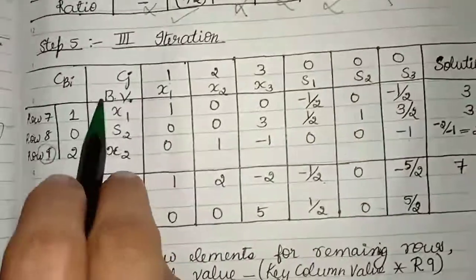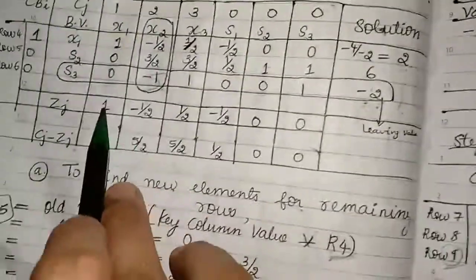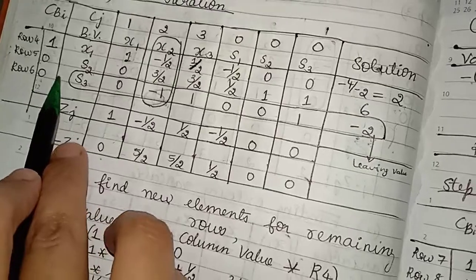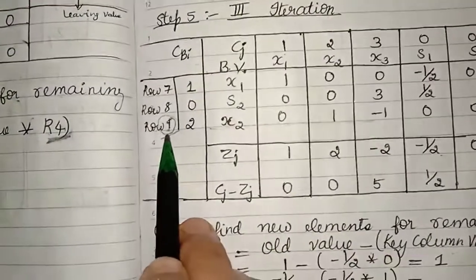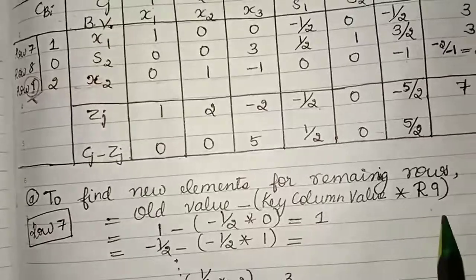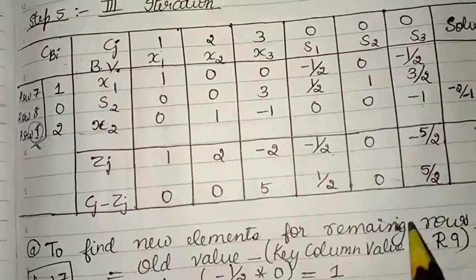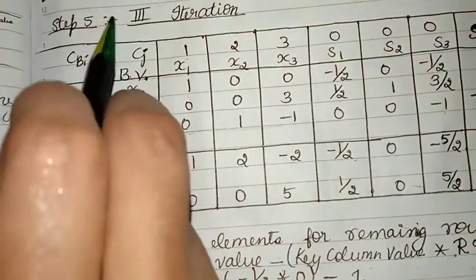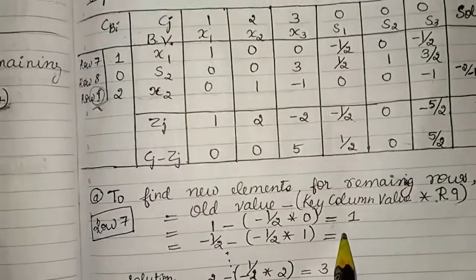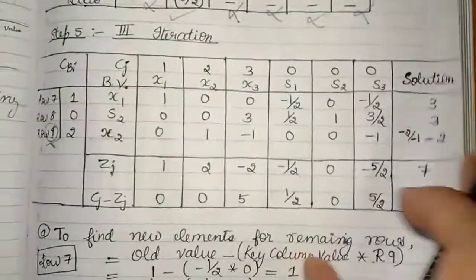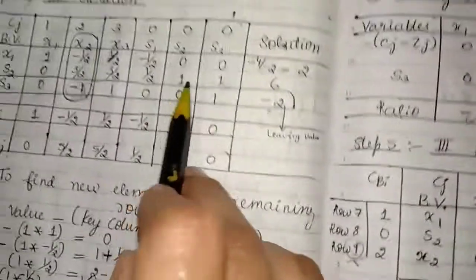But here you have to take row 9 because your key row was row 6. Okay, and after dividing by -1, you get this new row, that is row 9. So you have to multiply row 9. So don't get confused here about which row is to be multiplied. Okay, so then 7 and 8 you find using this formula. And you get values here, and here x1 will be replaced.